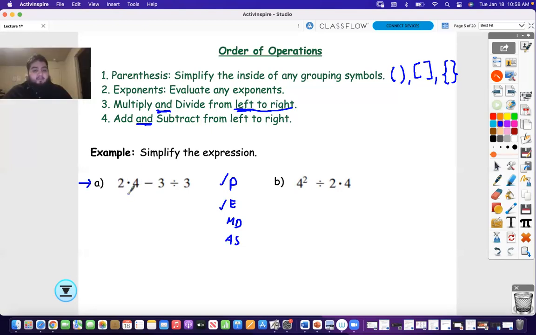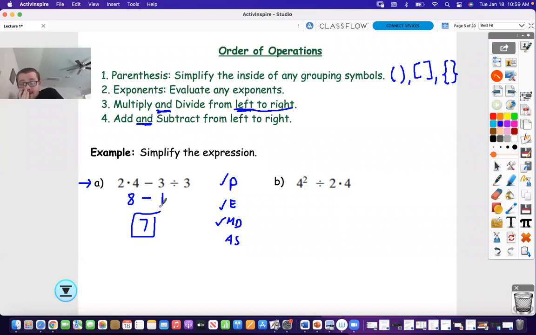2 times 4 is? Use your calculator. 8. Bring down the minus sign. Uh-oh, look, what do we have here? What kind of operation is this? Division. Is that part of step 3? Yeah. What's 3 divided by 3? 1. And voila, we're done with step 3. We did all multiplication and division from left to right. Now, the only thing we have to do is add and subtract. So what's the new problem we have? 8 minus what? 1, which is 7. And we're done. And you just did PEMDAS.